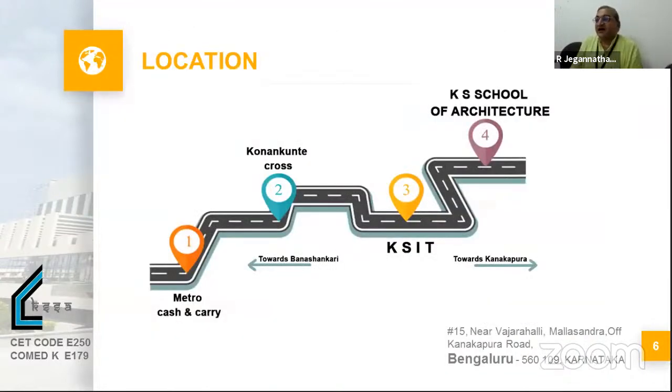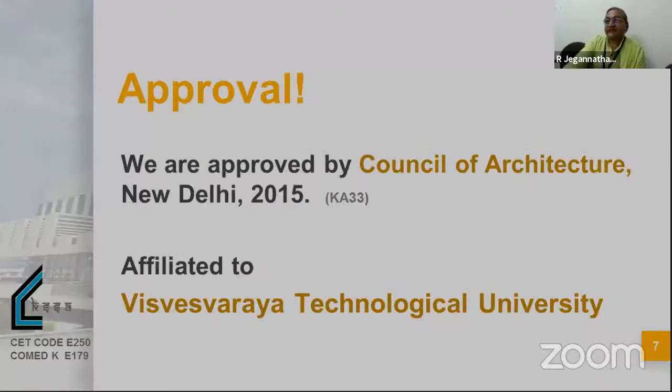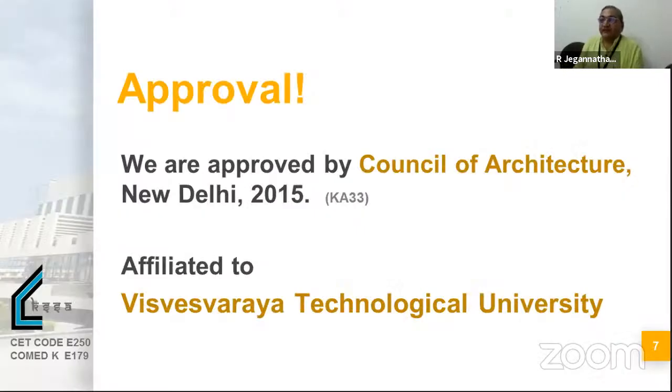Location wise, we are located in Bangalore, just off Kanakpura Road. You can Google our location through our website, which is given here, kssa.edu.in. We are pinned on the Google map, and you just need to come off Kanakpura Road about half a kilometer, and we are in a very nice, quiet, salubrious environment. The KS School of Architecture has been approved by the Council of Architecture with an intake of 40 students, and we are affiliated to the Visvesvaraya Technological University, the VTU.